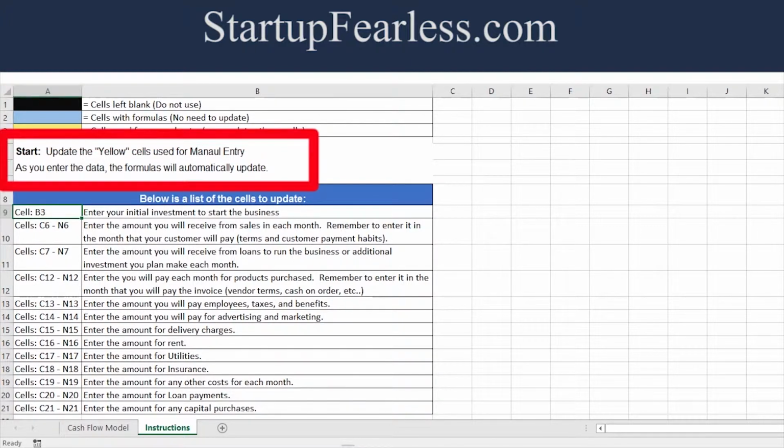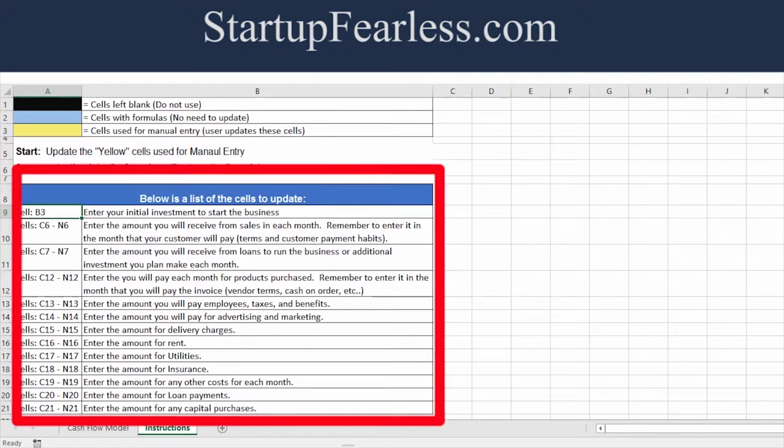To start the process, the user will update the data in the yellow cells and the formulas will automatically calculate the cash positions. The rows within the cash flow model are pretty much self-explanatory, but if you have a question, you can always refer to the detailed explanation in the Instructions tab.